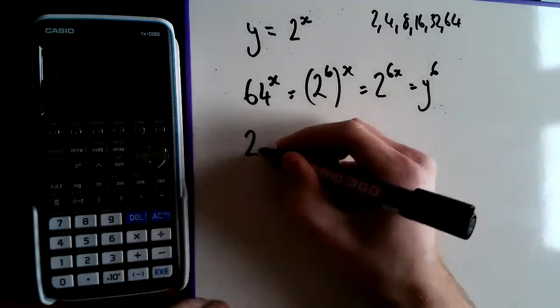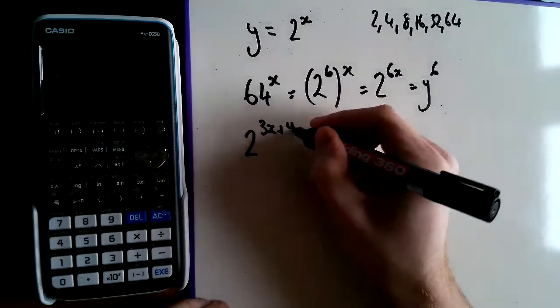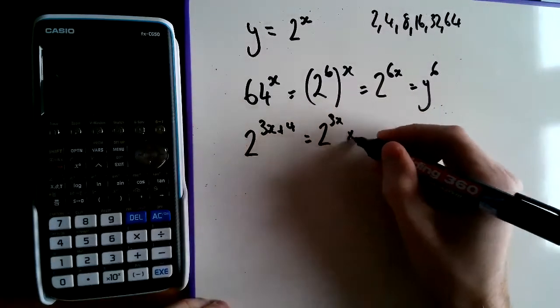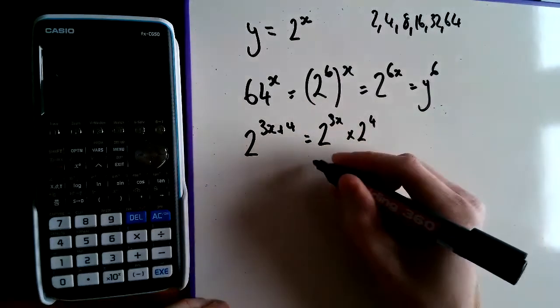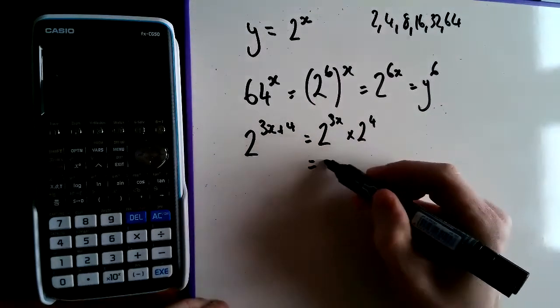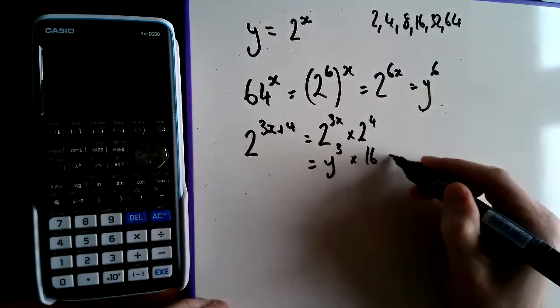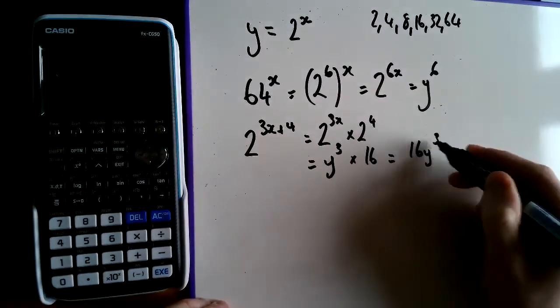Next one, 2 to the power 3x add 4. Add means times, so 2 to the power 3x times 2 to the power 4. That's y cubed times 2 to the power 4, which is 16. So it's just 16 y cubed.